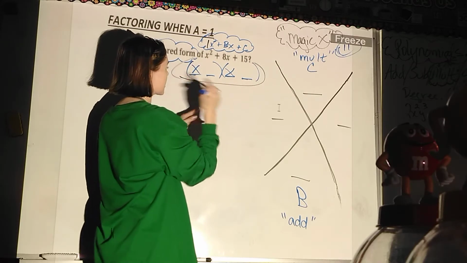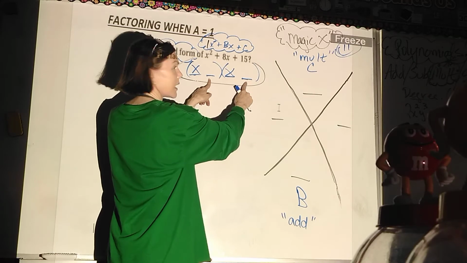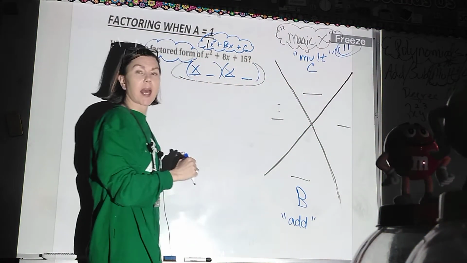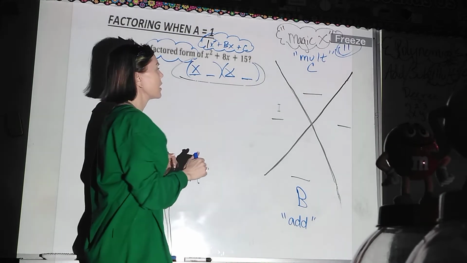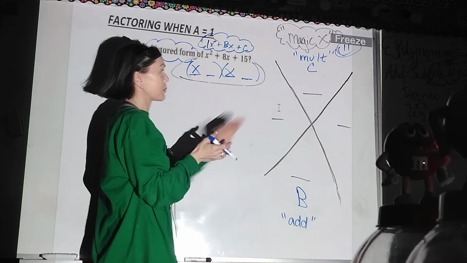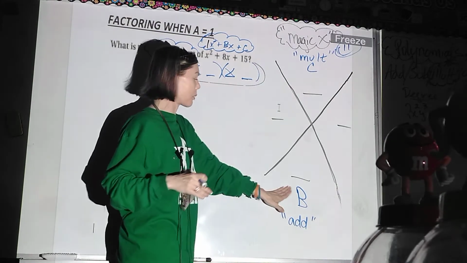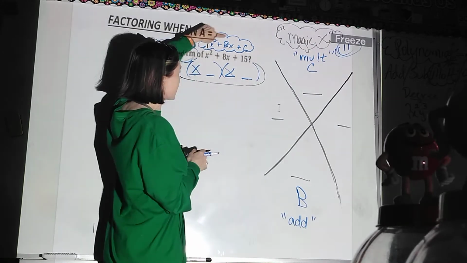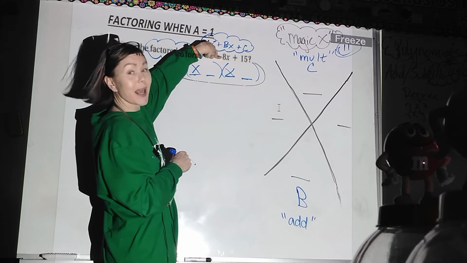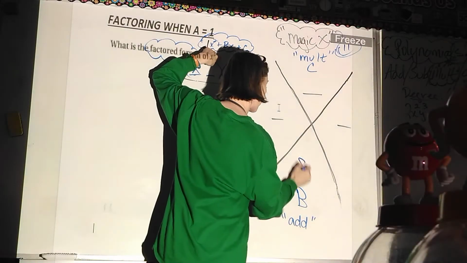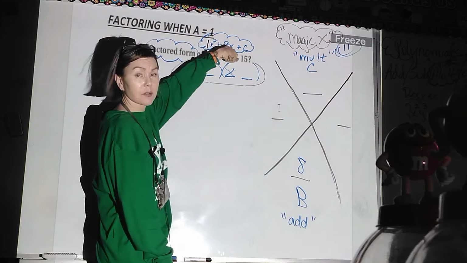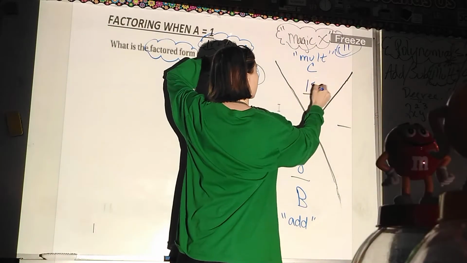Now we have to ask ourselves, what goes here and here? This is where the magic x comes in. In the magic x, we have to put our c term up top and our b term down at the bottom. So what is our b term here? Our b term is 8, so let's put our 8 down here. And our c term is 15, so let's put the 15 here.